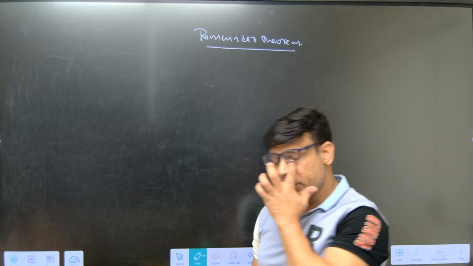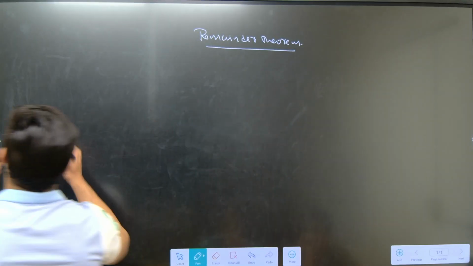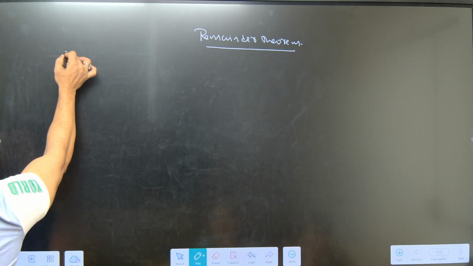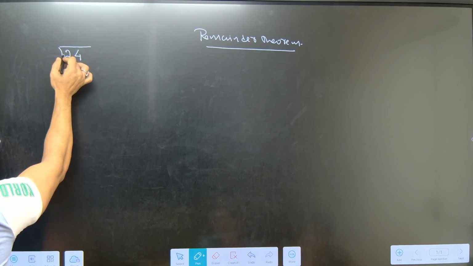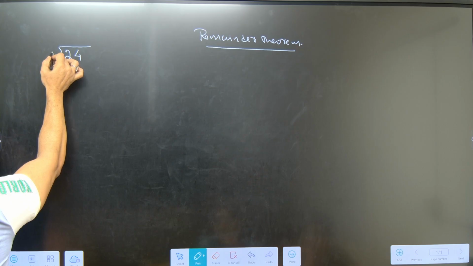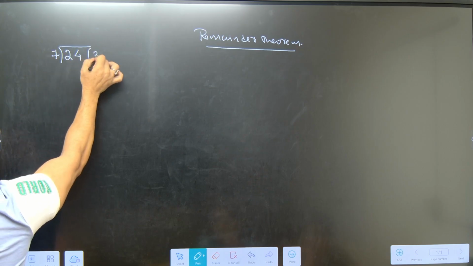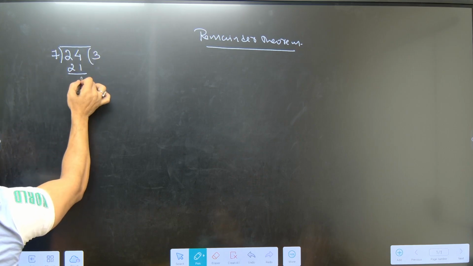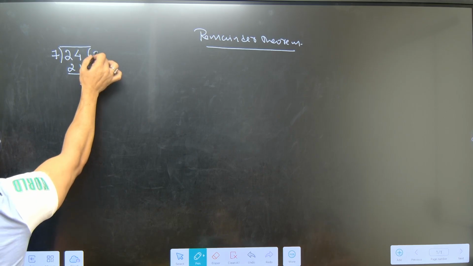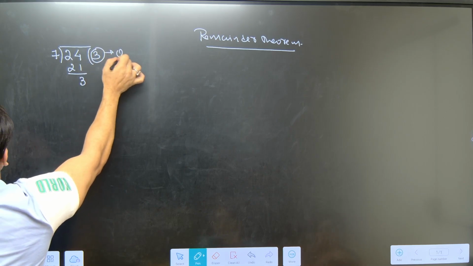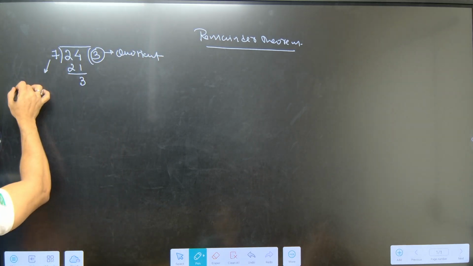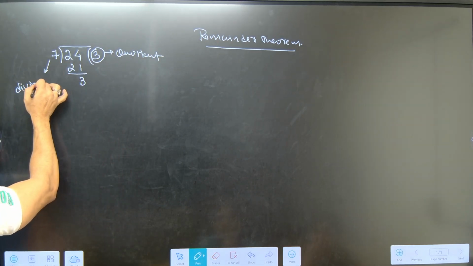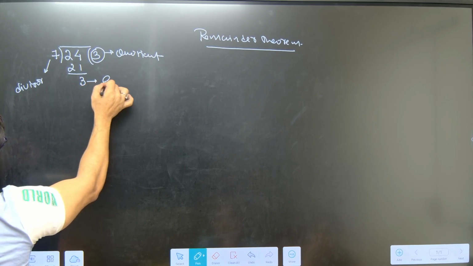I'll tell you what remainder theorem is basically. See, if you take any number, let's say 24, and let's say divided by 7. So 7 threes are 21 and remainder is 3. This 3 which you get is called quotient. This 7 is called divisor. This is called remainder.